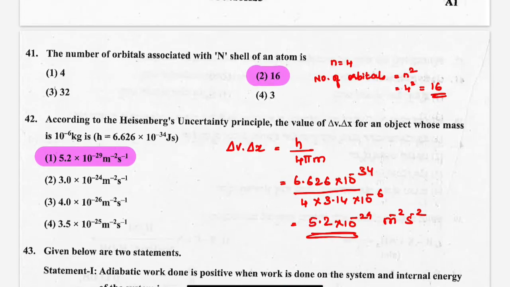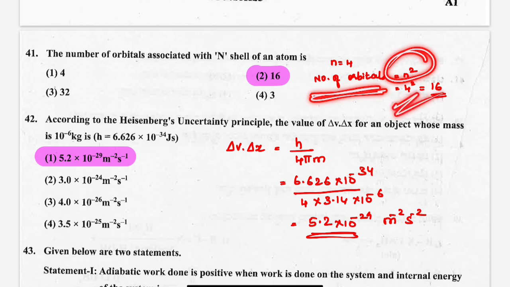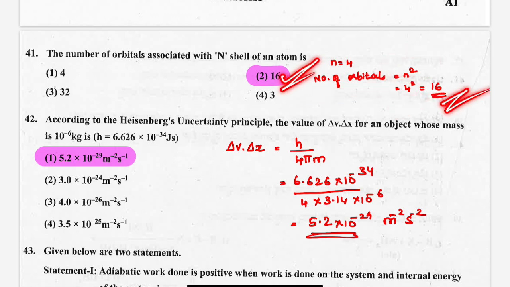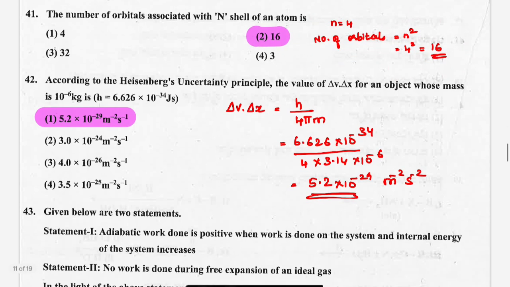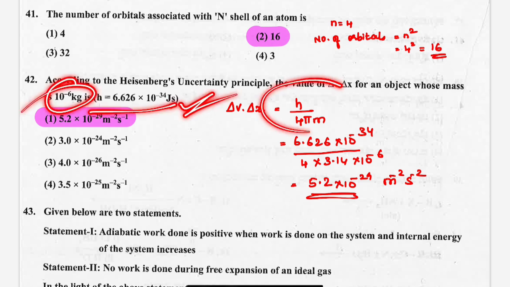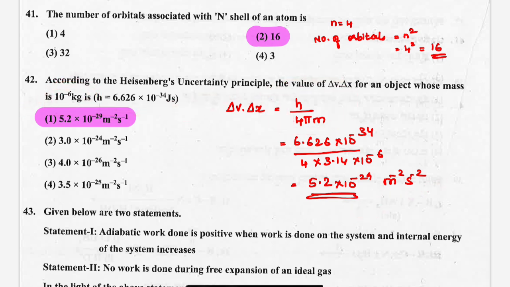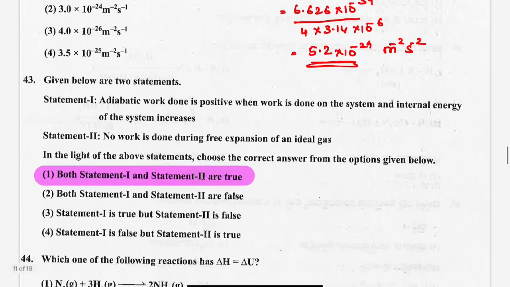The number of orbitals associated with the N shell of an atom is. For the N shell, n will be equal to 4. So the number of orbitals will be equal to n square, which is 4 square. 4 4s are 16. So 16 will be the answer. According to Heisenberg's uncertainty principle, the value of delta v into delta x for an object whose mass is given and h value is given. So use this formula and simplify. You will be getting this as the answer.